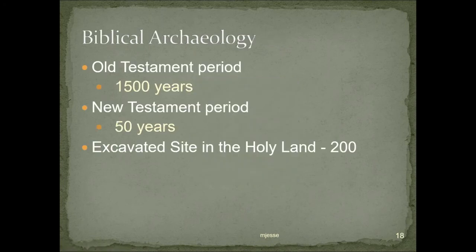Old Testament archaeology, or what we know as the Hebrew Bible period, covers approximately 1,500 years, versus the New Testament, which covers 50 years. So you think of the time of Jesus and the apostles. The Hebrew Bible covers the whole Middle East in terms of terrain, and the New Testament is limited to the Mediterranean area. Now, out of the 5,000 sites in the Holy Land, only about 200 of them have actually been excavated.